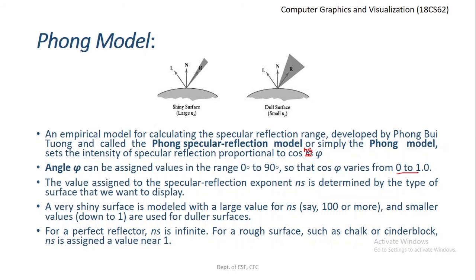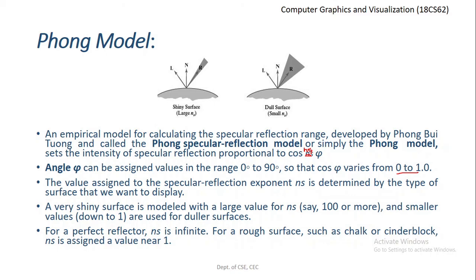A very shiny surface is modeled with a large value of ns, say 100 or more, and smaller values down to 1 are used for duller surfaces. For a perfect reflector, such as a mirror, ns is infinite. For such surfaces, we set the value of the specular reflection exponent ns to infinity. For rough surfaces such as chalk or a cinder block, the value of ns is assigned a value near 1. So that is about the specular reflection exponent ns.